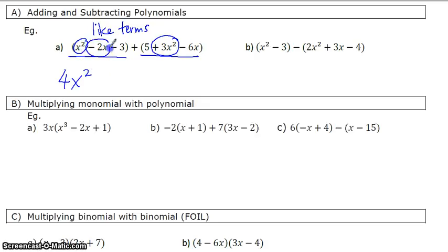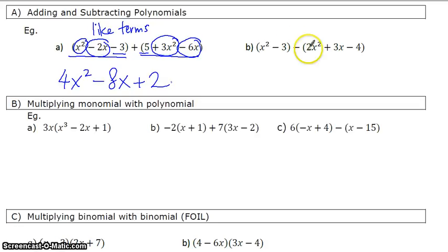Here, negative 2x, negative 6x. How many x do you have? You have negative 2x, and you have negative 6x. Together, you have negative 8x. Only like terms you can add. Finally, the constant term is the like term. Negative 3 plus 5 is positive 2. Beware of the sign.